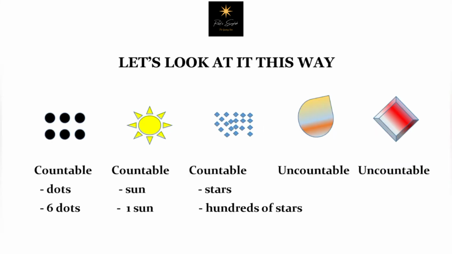And now let's look at it this way. Let's look at it in pictures. Let's look at the first examples. You can see 6 dots. That makes it countable. Then you see a sun. That is also countable. Then you see diamonds or stars, whatever you want to call it. Does not matter what it is, but it is countable. These are countable. However, now we come to the uncountable nouns.